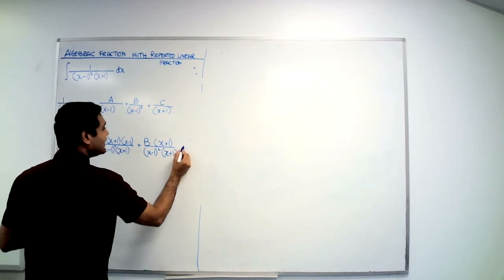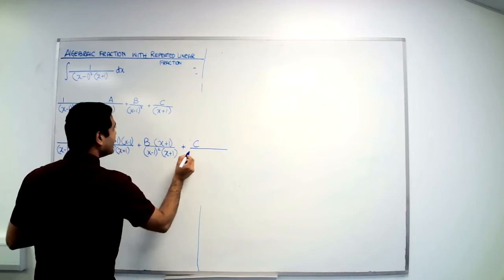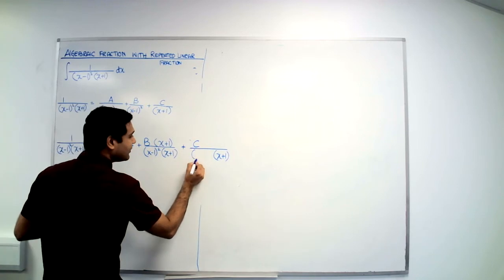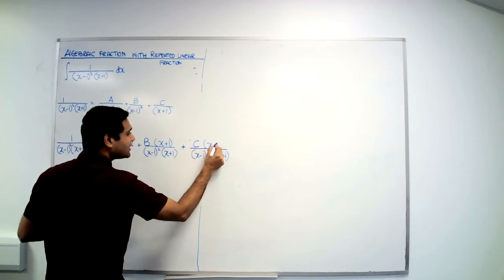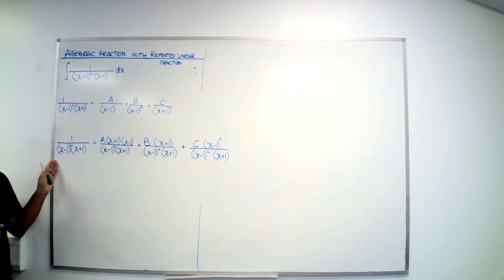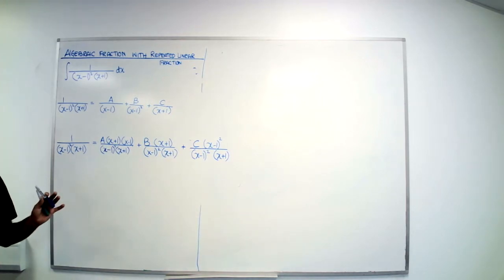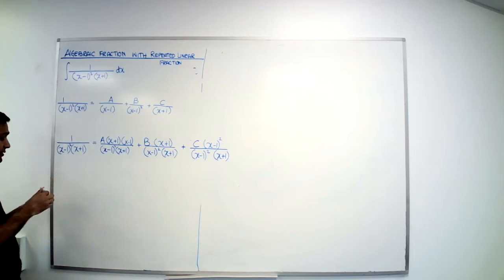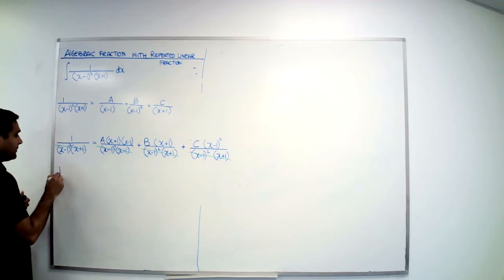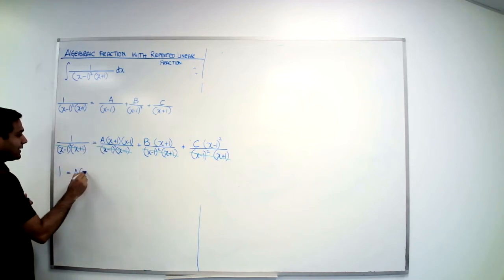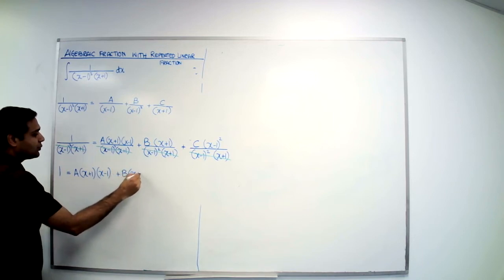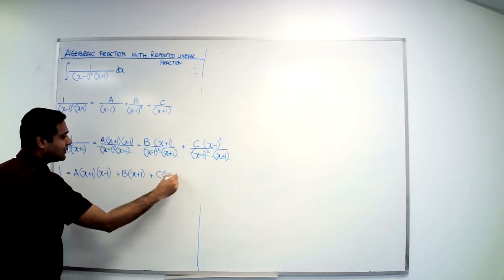Next bit, plus C. On the bottom, x plus 1 is already here. I'm missing x minus 1 squared, so I write x minus 1 squared at the bottom, and I have to write x minus 1 squared on the top as well. Now they all have exactly the same denominators, so I can just cancel all the denominators. On this side, I have 1. On the other side, I have A bracket x plus 1 bracket x minus 1, plus B bracket x plus 1, plus C bracket x minus 1 squared.